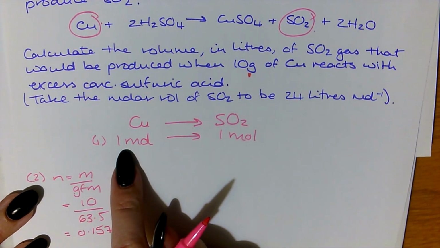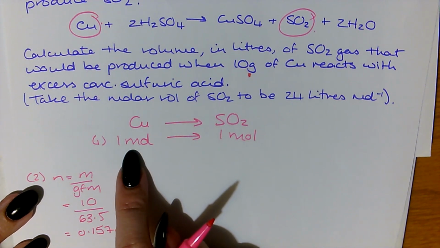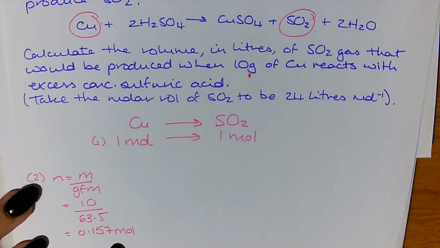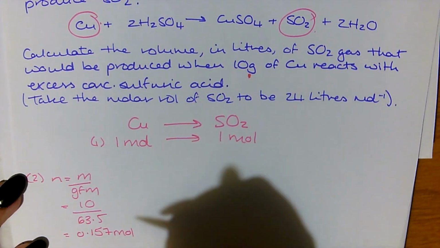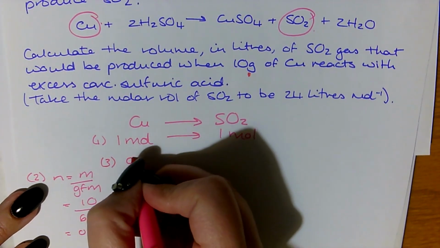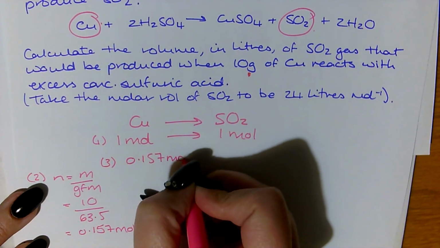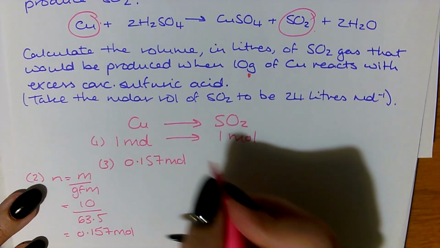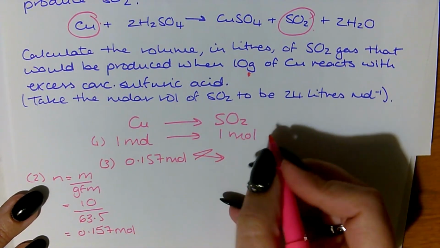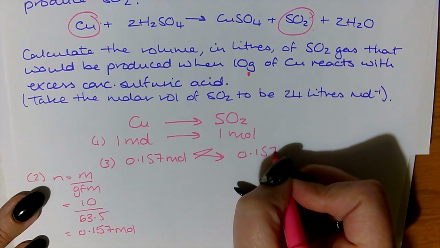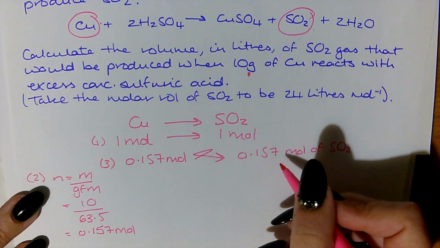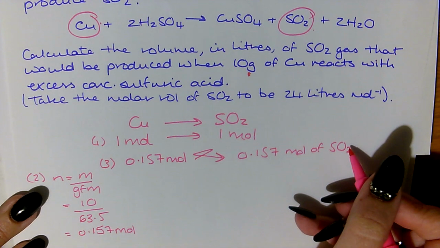Okay, so in a perfect world where we're just dealing with balanced equations, we'd be using 1 mole of copper. In the actual lab, we're using 0.157 moles. So then we go back. Step 3 is our actual mole ratio. So here we substitute this figure up and we say we're actually using 0.157 moles of copper, and since it was a 1-to-1 ratio before, it's still a 1-to-1 ratio, so we're actually producing 0.157 moles of sulfur dioxide.